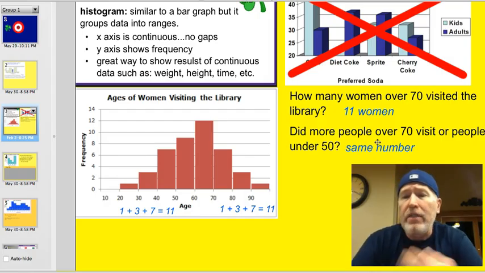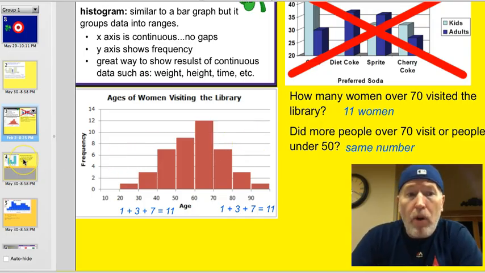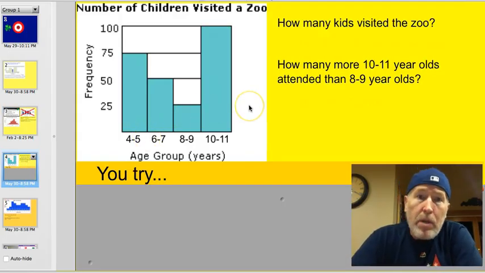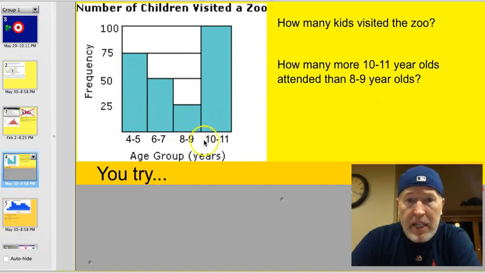So there are all kinds of questions that you can answer by interpreting a histogram. I'm going to try to give you a whole bunch of different looks at them tonight. The next one here: number of children who visited the zoo. You can see our histogram here. We've got the frequency all the way up from 25 to 100 kids, and then the interval. We have kids from ages 4 to 5, 6 to 7, 8 to 9, and 10 to 11 years old.